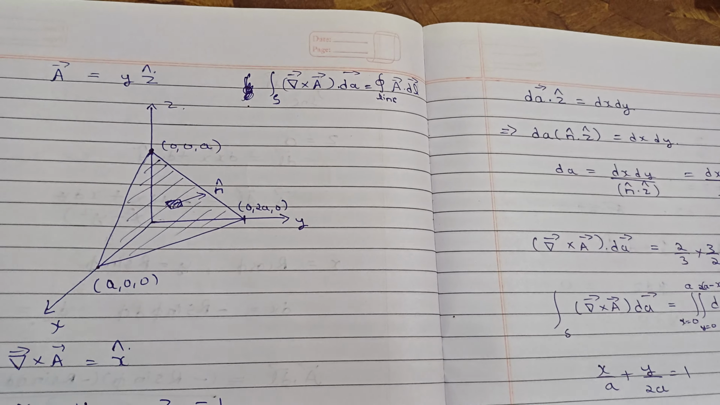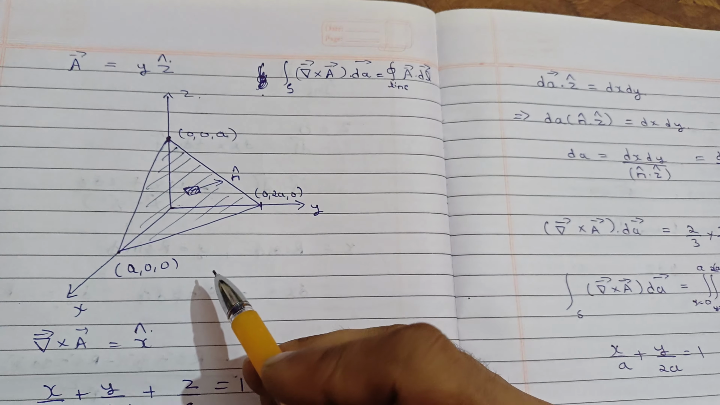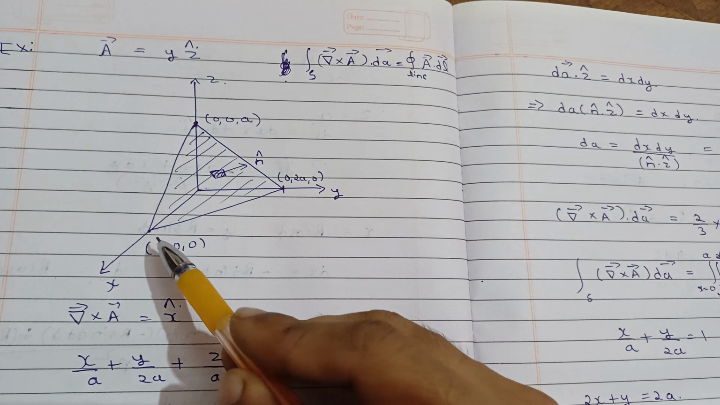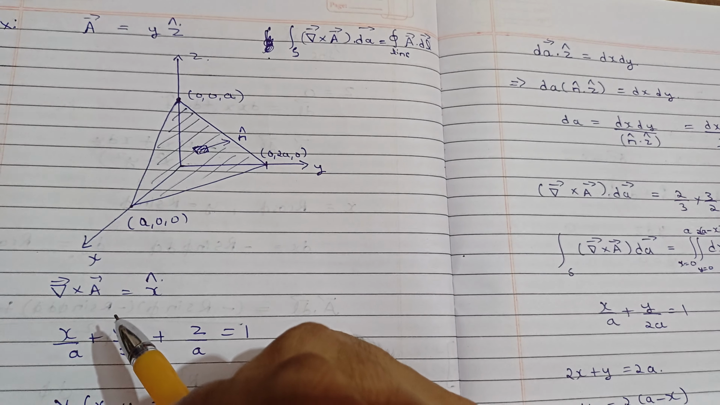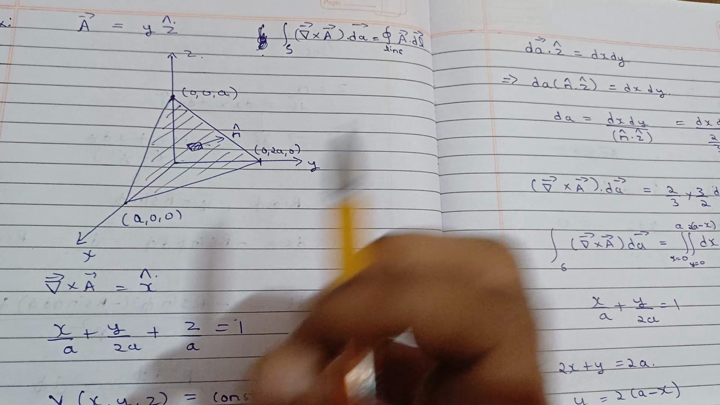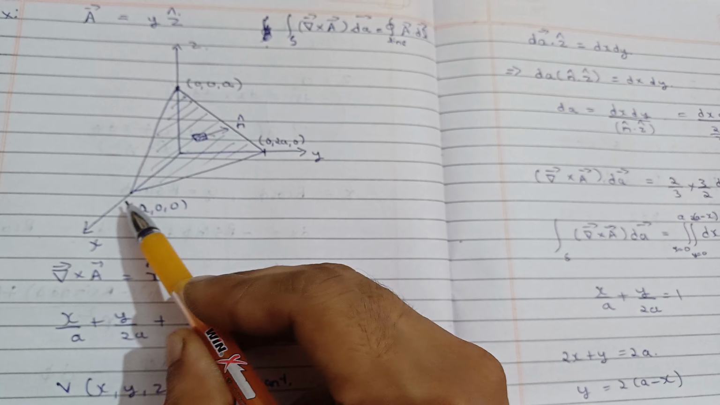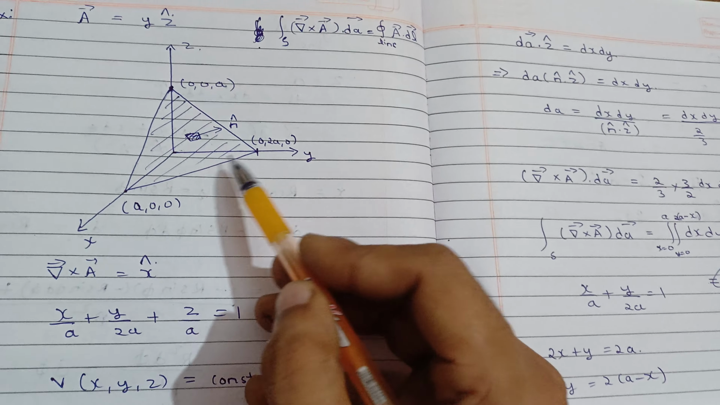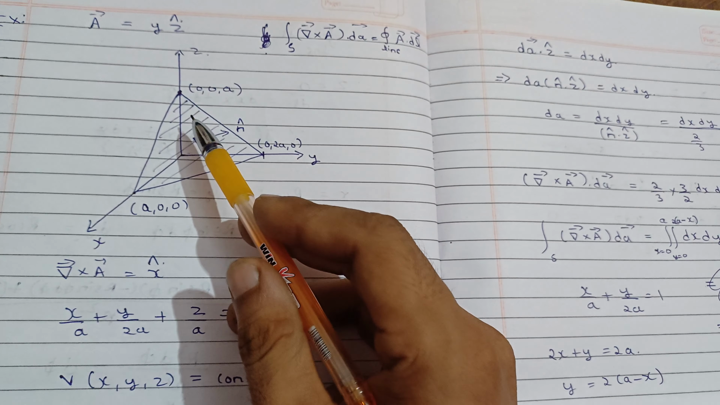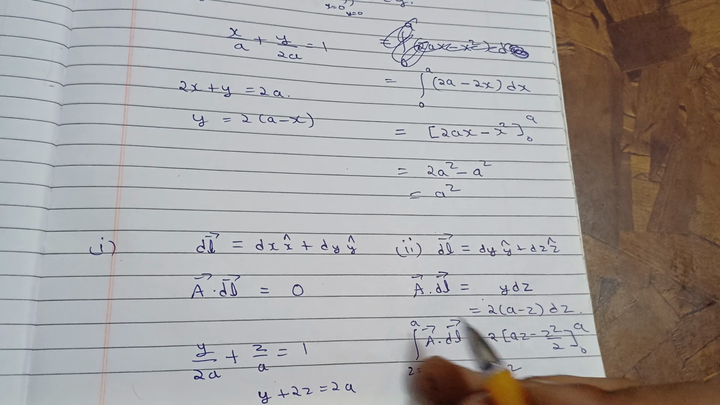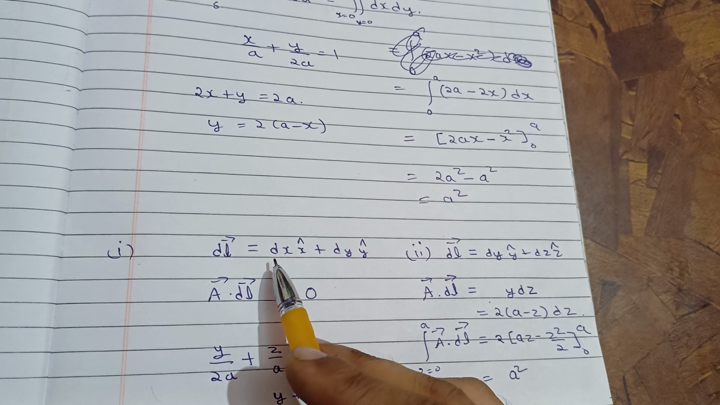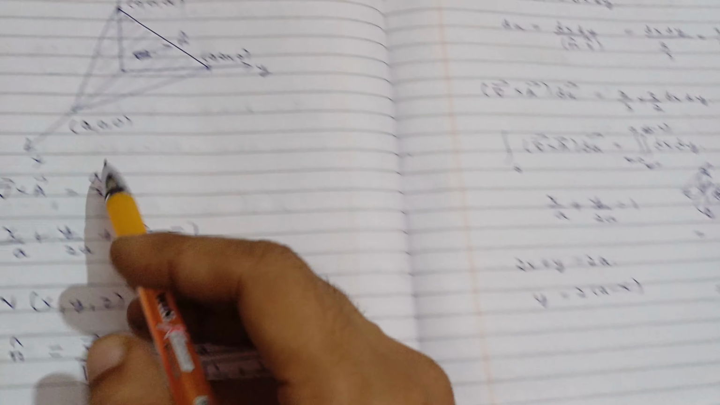Now to verify this, you need to find this line integral also. So for the line integral, you will find the line integral along this line and this line. You already know how to find this, so let me tell you. This should come out to be the same result as a square. So let's see for this one first. When this is your line, dz equal to 0, so dl will be dx x cap plus dy y cap for this line.